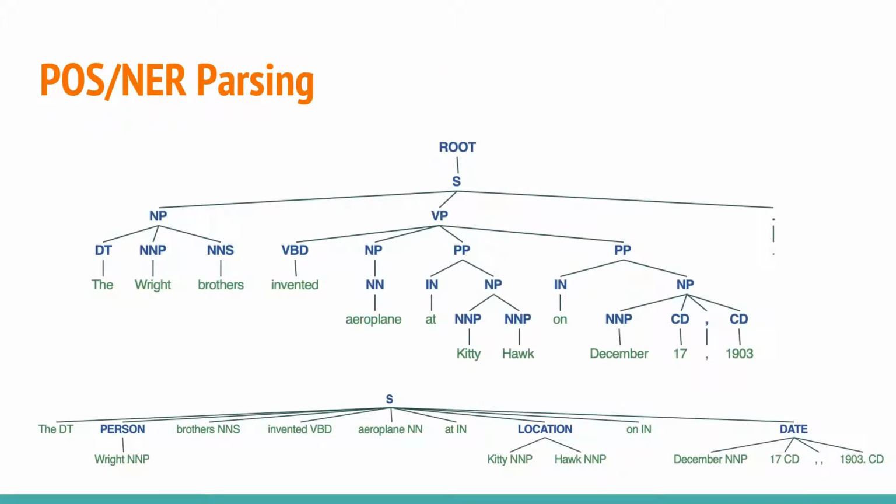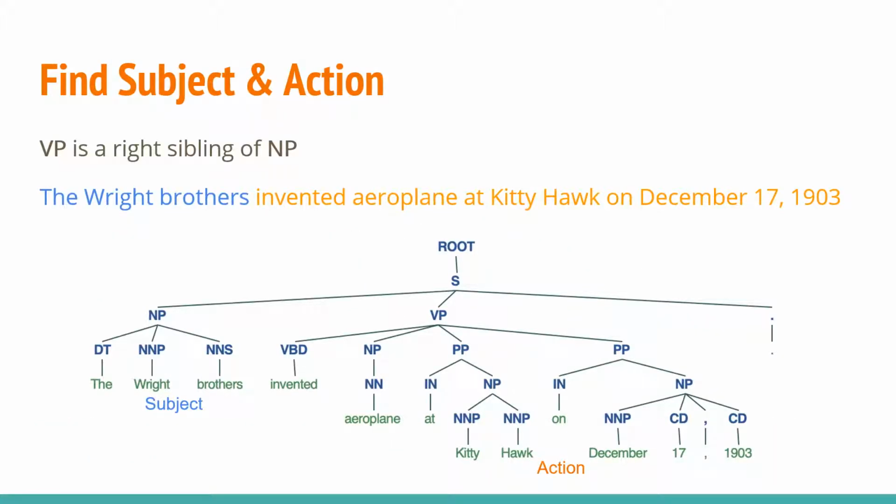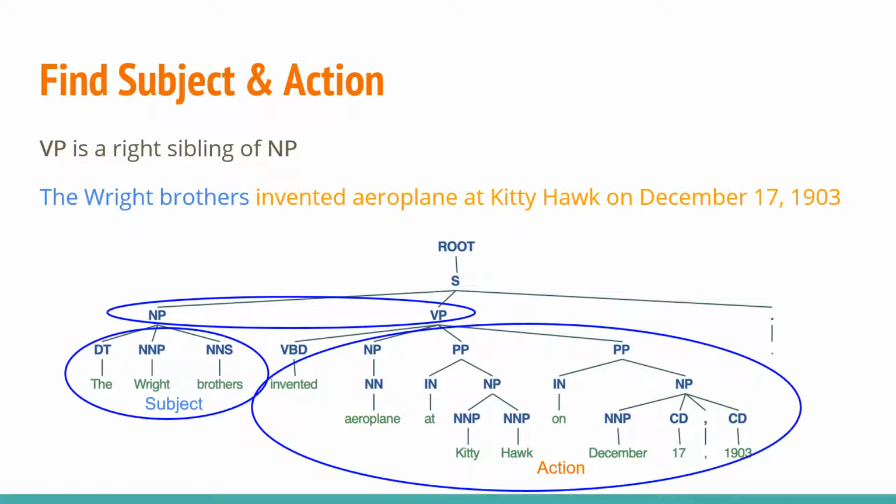So this is our part-of-speech tagger and NER tagger, so that we can ask questions based on this tree structure. First, we need to identify the subject and the action from the original sentence. In order to do that, we will look for the structure where VP is a right sibling of NP, just like this, and the corresponding phrases will just be the children of the NP and the VP here.